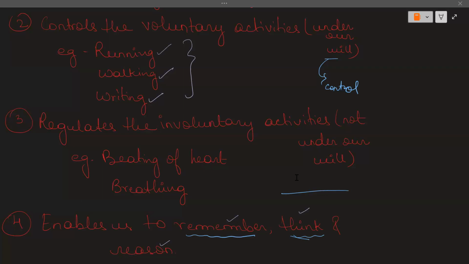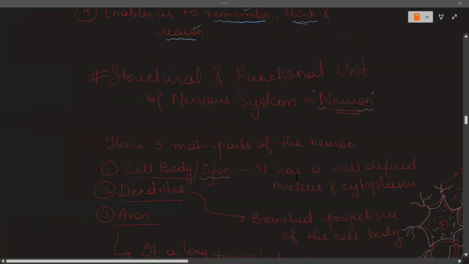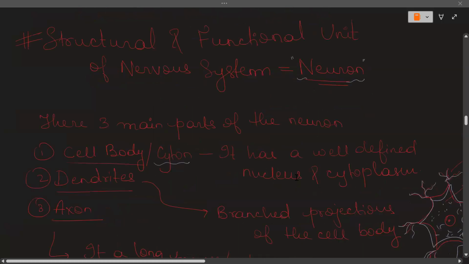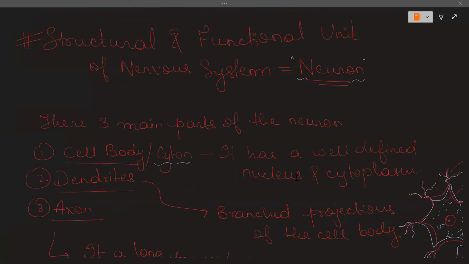Now let us talk about the structural and the functional unit of the nervous system. The structural and functional unit of our nervous system is the neuron. Just like how the cell was the structural and functional unit of our whole entire body, in the same way, the neuron is the structural and functional unit of our nervous system.